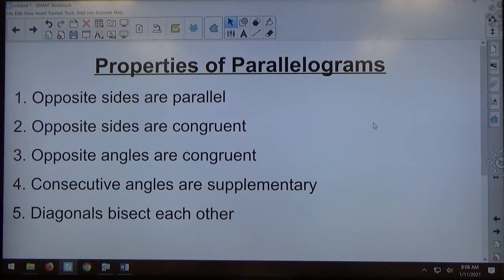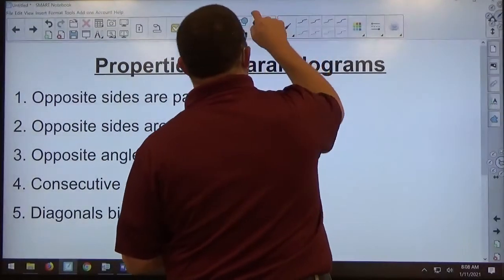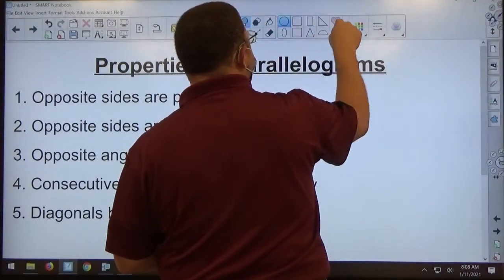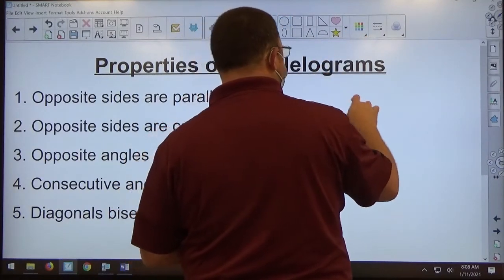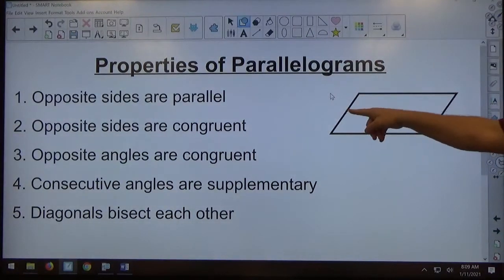The definition of parallelogram is a quadrilateral with opposite sides parallel. So this first property is just based on the definition of parallelogram. The rest of the properties are theorems associated with parallelograms, but they're true also. So the opposite sides are not only parallel, but they're also congruent, meaning they're equal to each other. And when I say opposite sides, I think you guys know what I mean, but let me just verify. That's a parallelogram. So the opposite sides will be the ones across from each other.